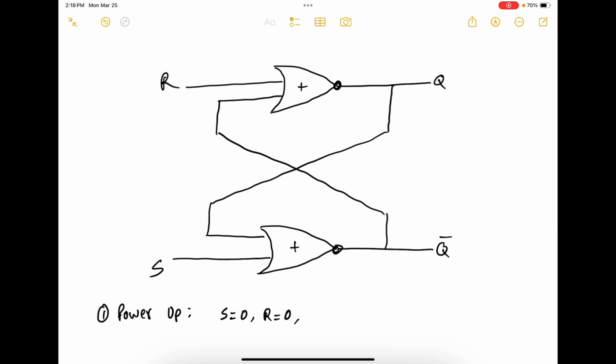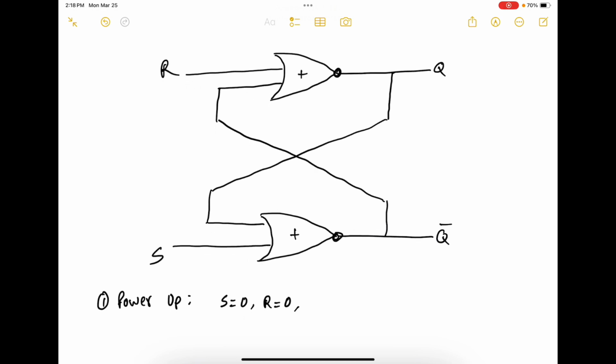and either one of Q or Q prime is going to be a 0 and the other one is going to be a 1. Right? So we can look at that. So let's assume Q is 0 and let's see what happens. Either Q can be 0 or a 1 because when you power up, there is going to be some electronic noise and the circuit is going to settle into some stable state. So for simplicity, let's say Q is 0.